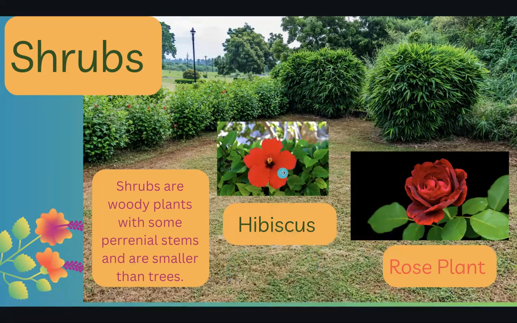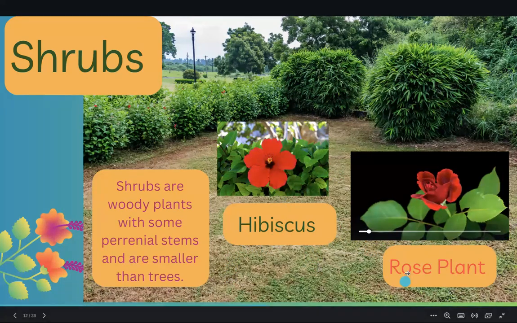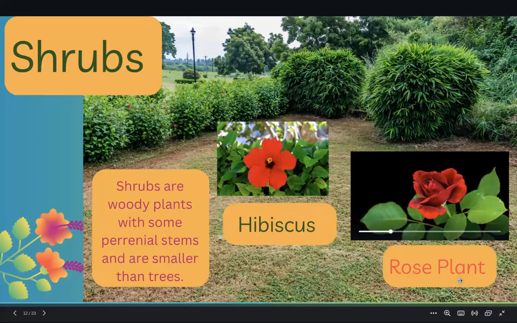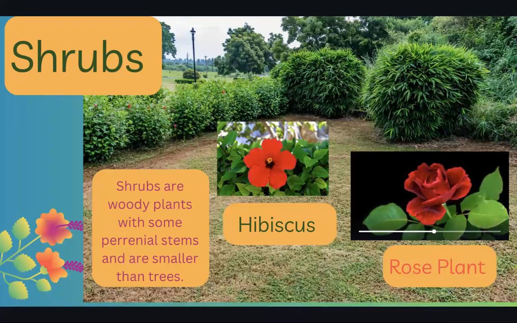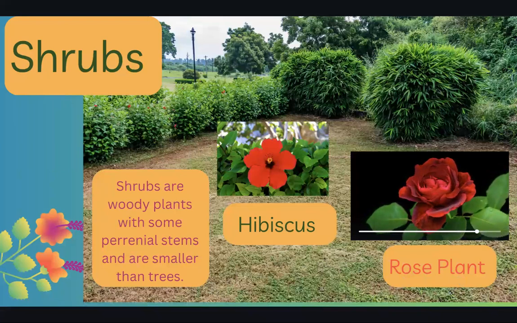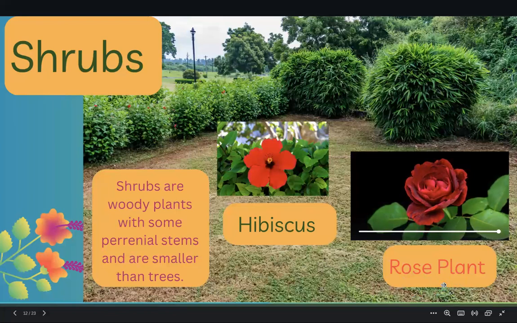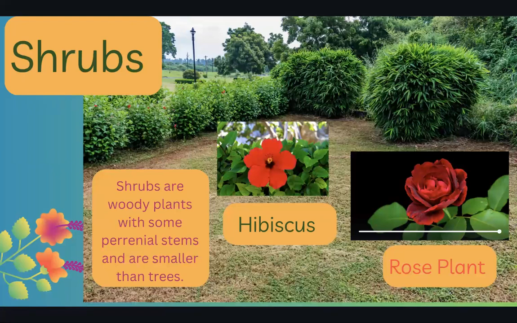So they are low trees. They're small trees. Shrubs are small trees also. They call it that way. And our favorite rose plant is also a shrub. There are roses that are lower, but there are also roses that if they are just allowed to grow, they can be like small trees also. Okay. All right. So those are shrubs. They are small trees. Some of them are flowering trees, and they have perennial stems.